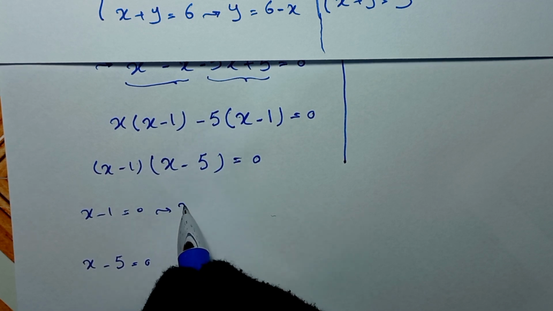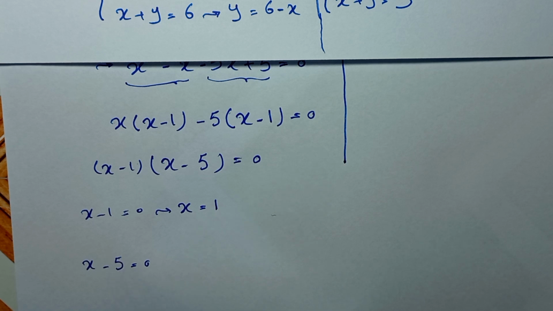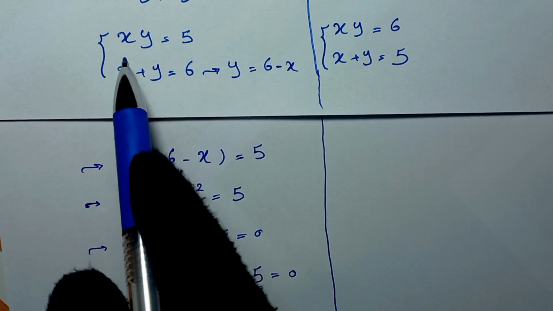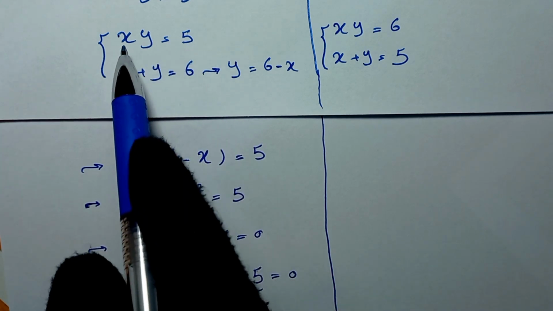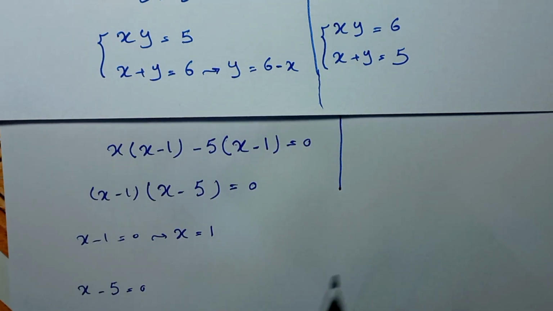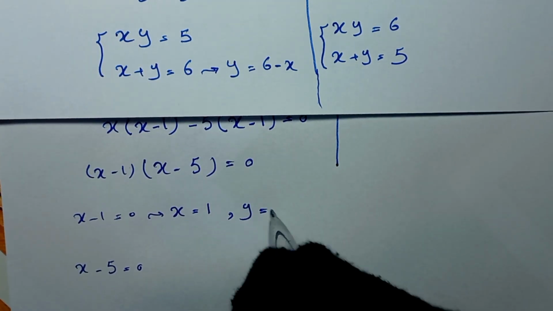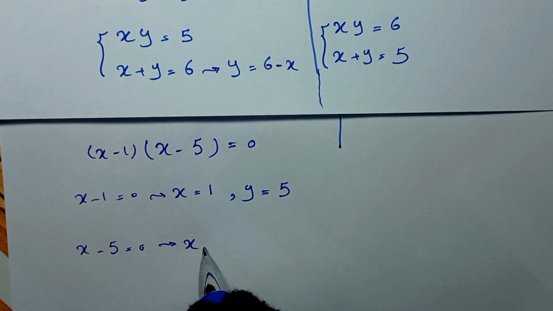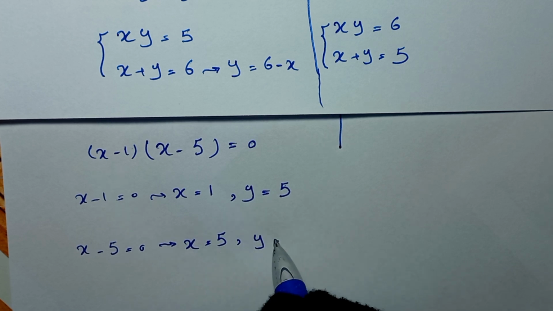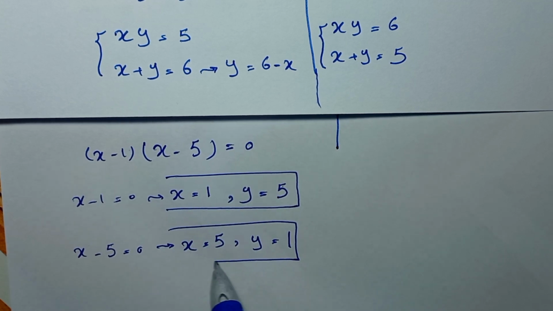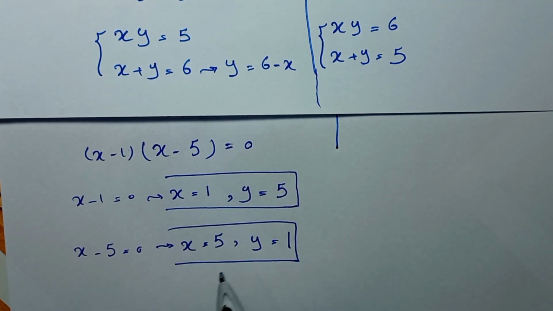From here, x is equal to 1, and in here, xy is equal to 5. So if x is equal to 1, y is equal to 5, right? So from here, y is equal to 5. And in here, x is equal to 5 and xy is equal to 5. So y should be 1, right? So from here, we have two solutions for x and y.